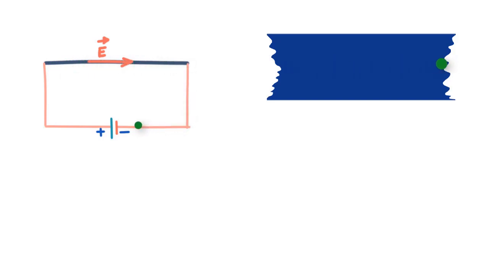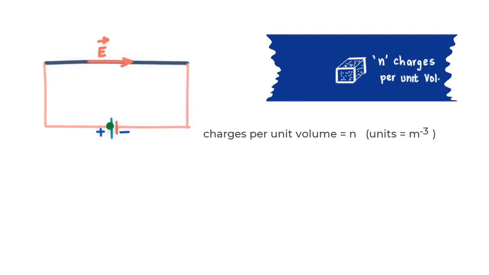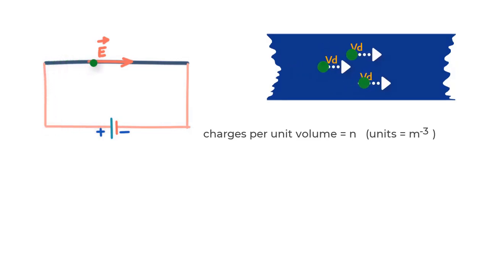Now let us say that there are n charges per unit volume, which we call the charge density, and the units would therefore be per meter cube, because you got to remember n is just a number. So you don't say coulomb per meter cube, it is just per meter cube. Further, we assume that all charges move at the same drift velocity, say Vd.